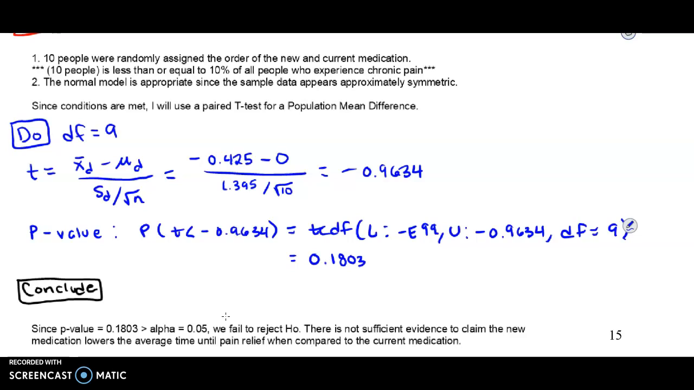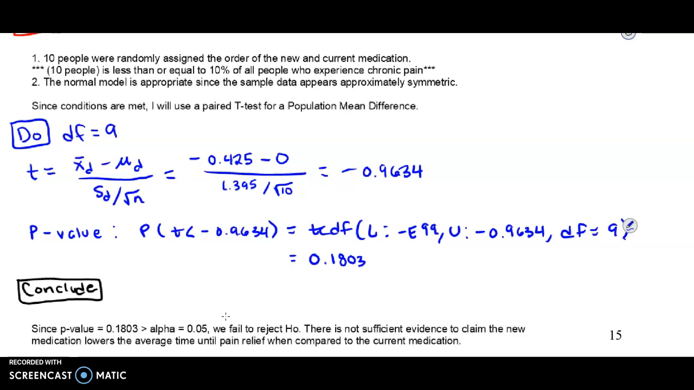Now, a follow-up question to this could be, describe the error. Well, we failed to reject the null, so this could be a type 2 error. Or maybe, had there been a statistically significant result, could we conclude the new medication lowers pain relief time quicker than the current? Well, we could because of the random assignment, but here we did not obtain a statistically significant result, so this won't be any kind of special for us.